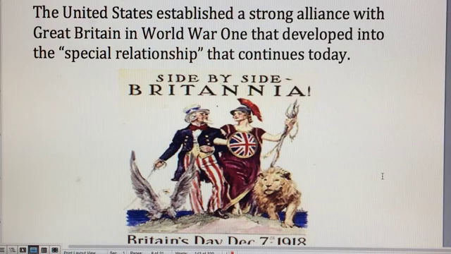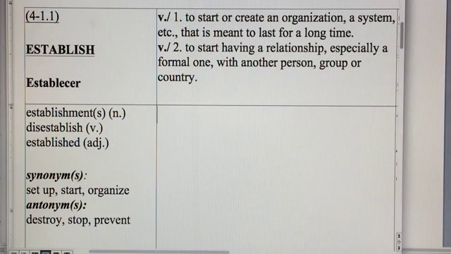Okay, so the alliance was established during World War I. So we can talk about the establishment of the alliance, which is the noun form. Or you can say the establishment of Escuela Popular by Maestra Lydia started in the 1980s. The opposite is disestablish, to break down. And then the participle form, or the adjective form, established.